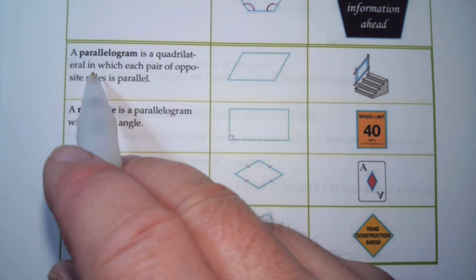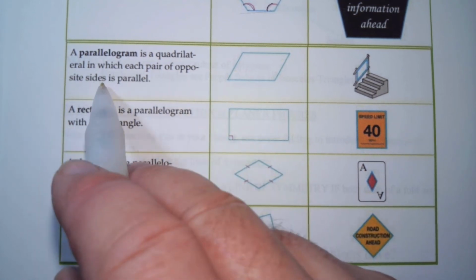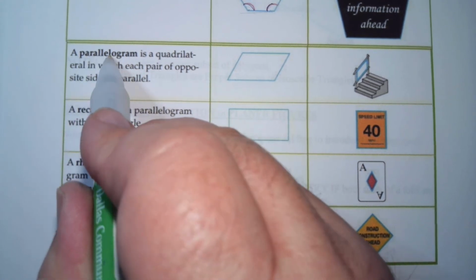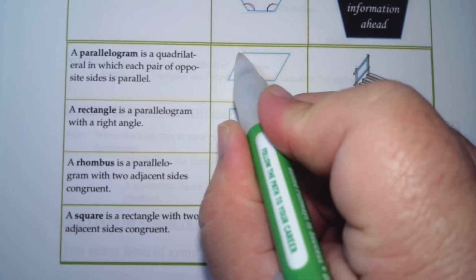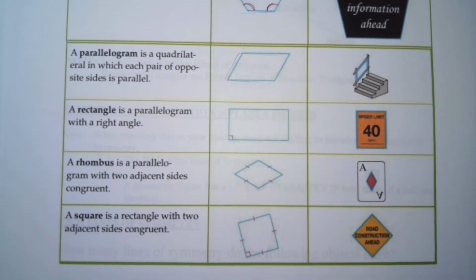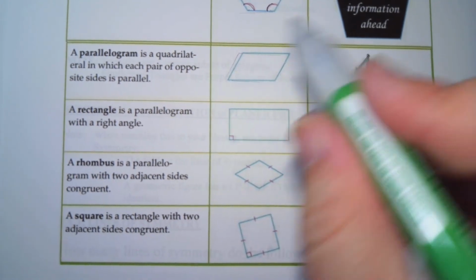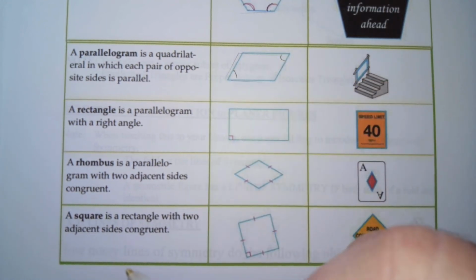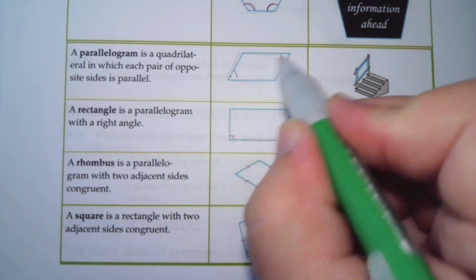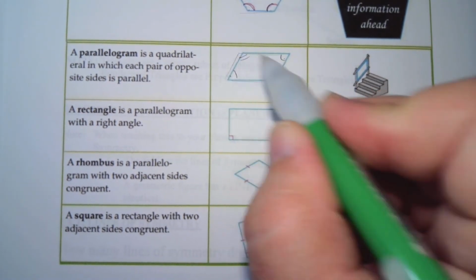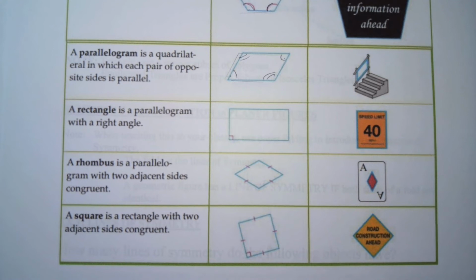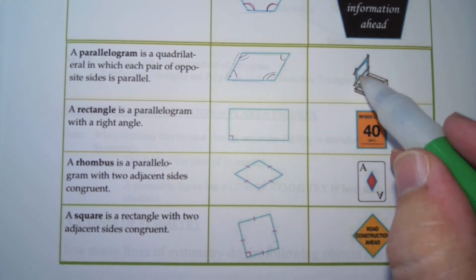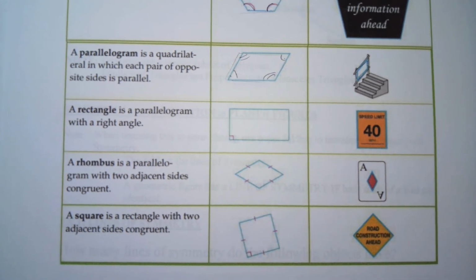A parallelogram is a quadrilateral in which each pair of opposite sides are parallel. It has four sides, so the top and bottom are parallel, and the two sides are parallel. And it doesn't have to be that all four angles are the same, but the opposite angles are going to be the same. For example, the shape of the banisters on a stairwell.